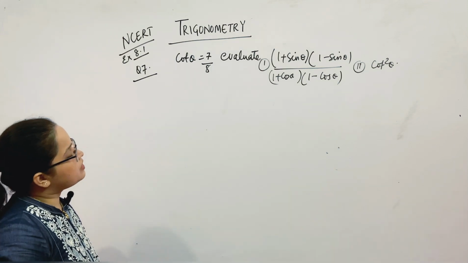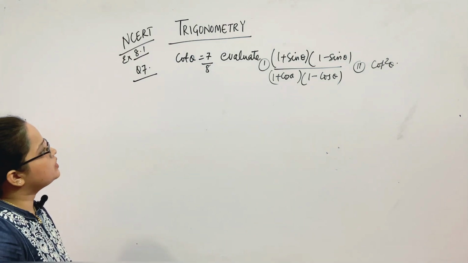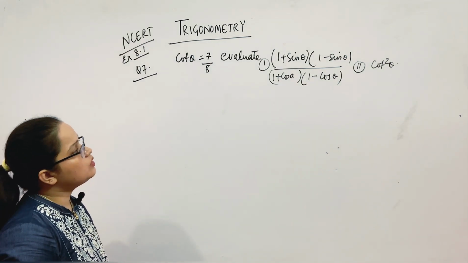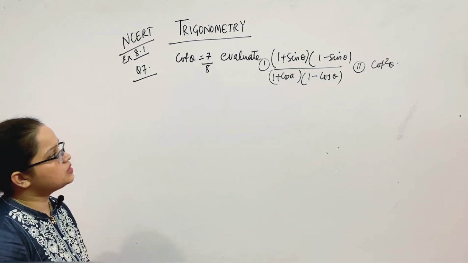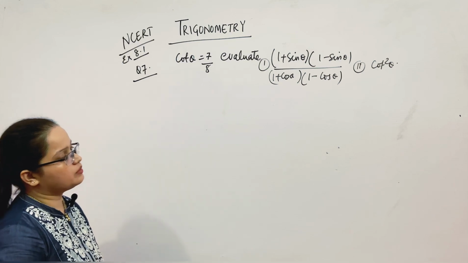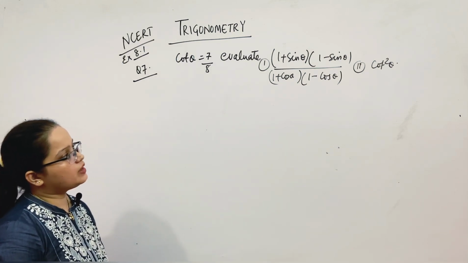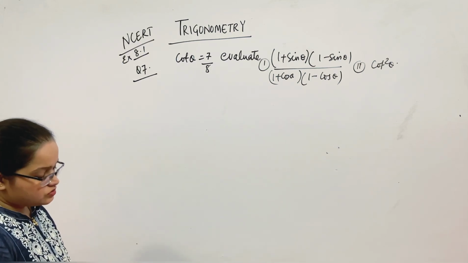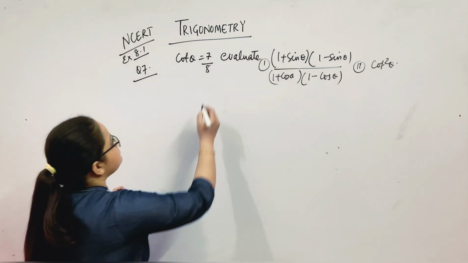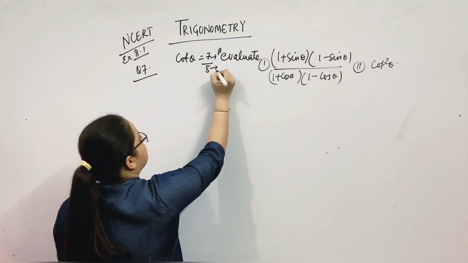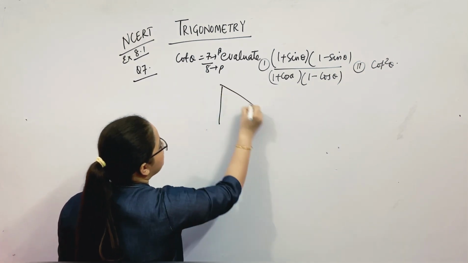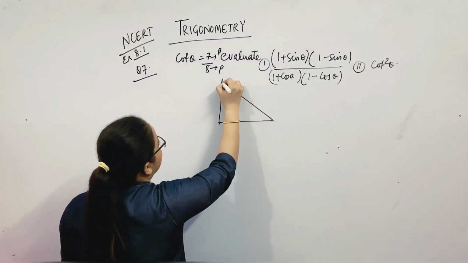So in question number 7, cot theta is equal to 7 over 8. We have to evaluate (1 plus sine theta)(1 minus sine theta) over (1 plus cos theta)(1 minus cos theta). In the second part, we have to evaluate cot square theta. Since cot theta is base over perpendicular, we will make a right angle triangle.